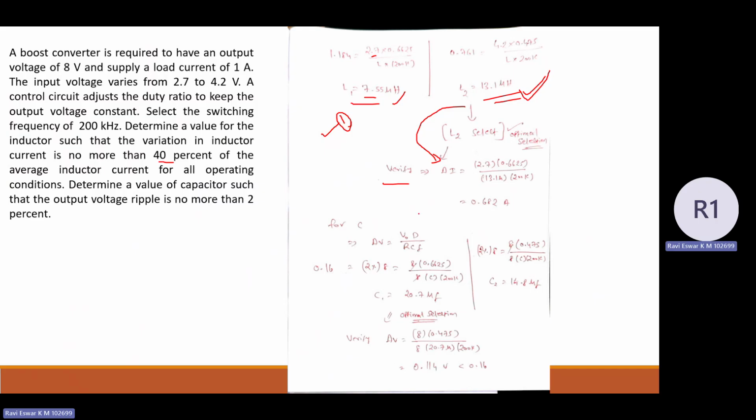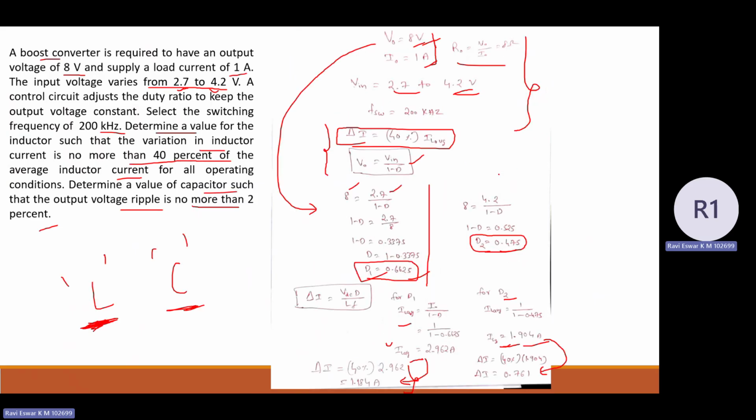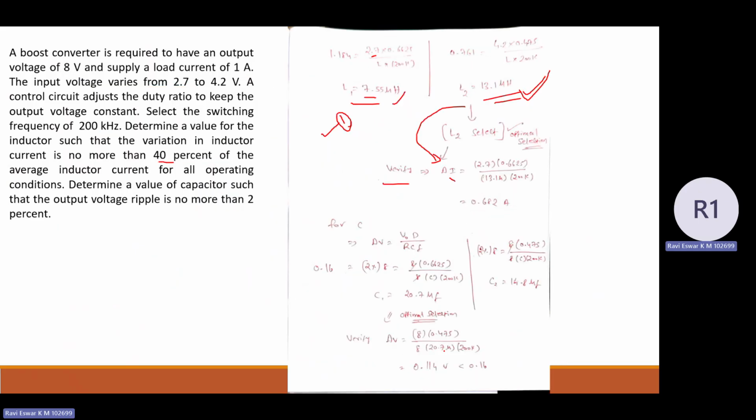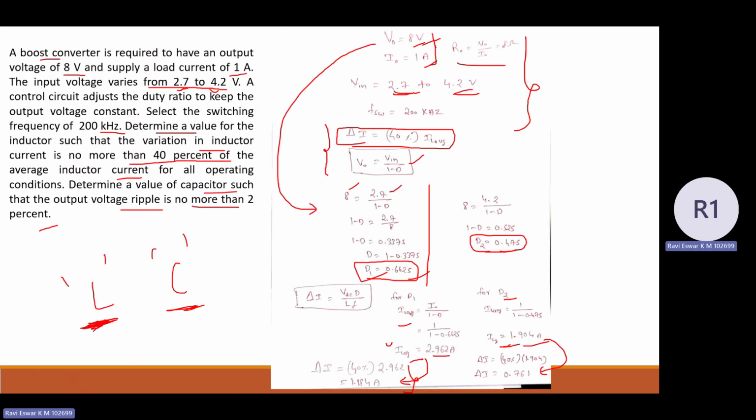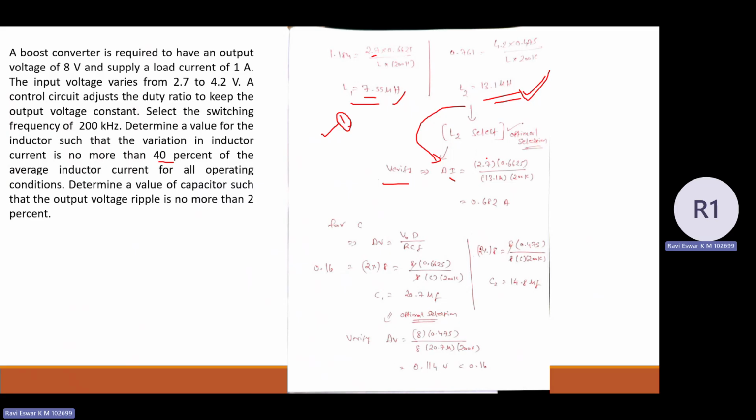So let me take the first example case, where the duty is 0.6625 and the average inductor current is 2.962. For del I, VDC is 2.7, Vin is 2.7. So I am substituting VDC, D, and then L. For the second example case, L, I said optimal, right? That value of L I am substituting here, and the switching frequency is 200 kilohertz.